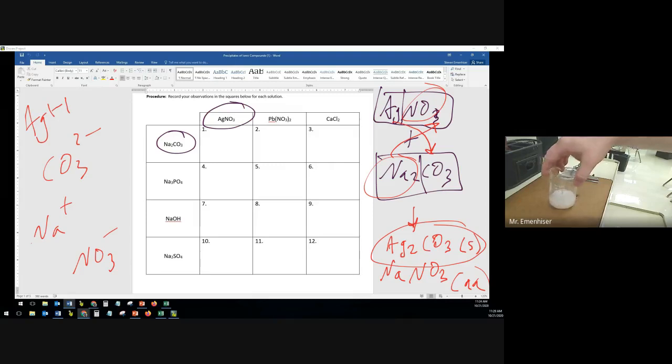So I want you guys to write the ionic equation for that, the net ionic equation, the total ionic equation, all those things, and practice that.